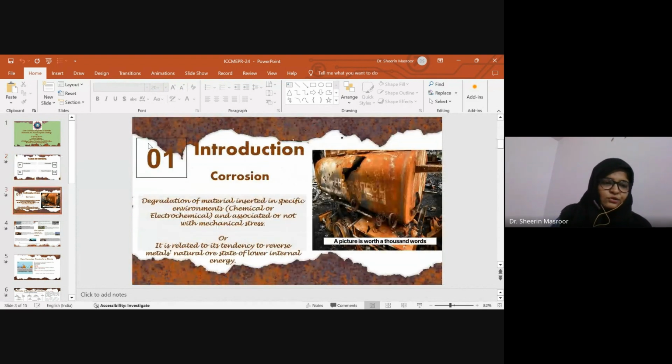First I would like to introduce what corrosion is and why we need to inhibit its presence. Corrosion is the degradation of a material placed in a specific environment, either chemical or electrochemical in nature, associated or not associated with mechanical stress. Technically, it is the tendency of a metal to revert from its natural ore state to lower its internal energy.